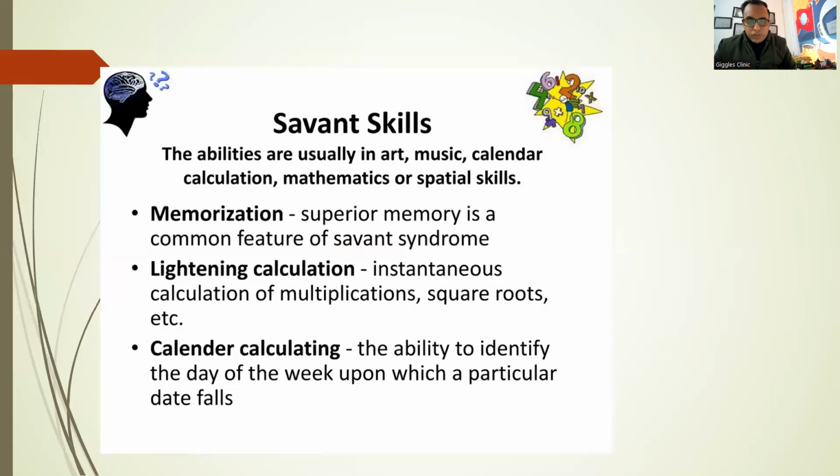So these are some of the savant skills which we were discussing initially also. Memorization, which is superior compared to neurotypical children. Calendar calculating, lightning calculations and memorization. Probably one of the reasons is that they are very good visual learners compared to auditory learners.